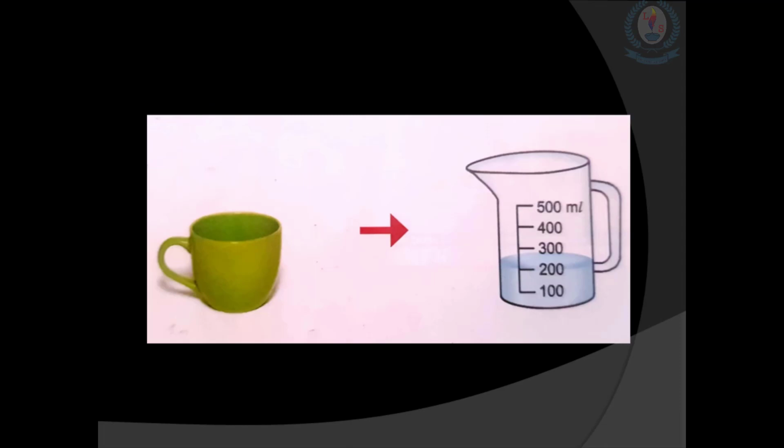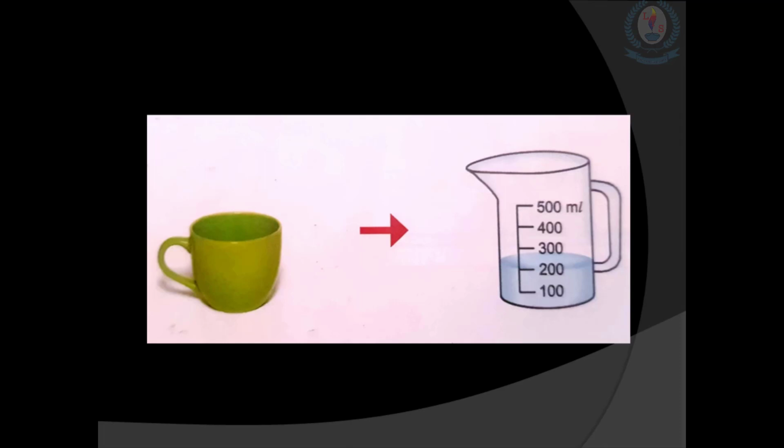Now look at the next example. There is a cup and a measuring jug which is divided into 5 equal parts, from 100 to 500 milliliters. We are going to measure the capacity of the cup using the measuring jug. How can we do this? First, we have to fill the cup with water. Then, let's pour the water into the 500 milliliters measuring jug.